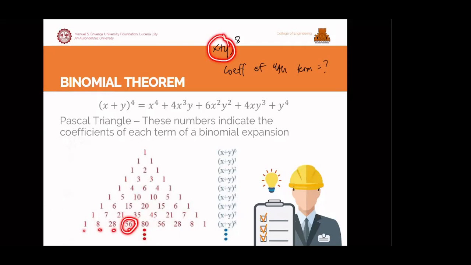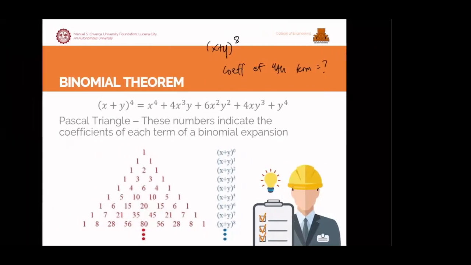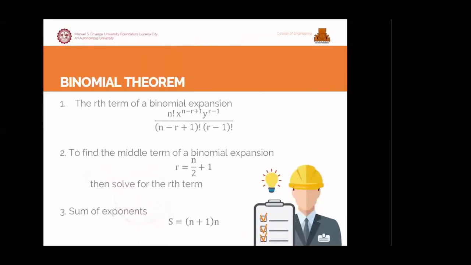Eh, paano kung naiba na siya? Naiba yung value ng x, naiba yung value ng y. Doon ngayon papasok yung mga equations for binomial theorem. Okay? So for our r term, meron daw tayong binomial expansion na ang formula is as shown. No? n factorial times x raised to n minus r plus 1 times y raised to r minus 1 all over (n minus r plus 1) factorial times (r minus 1) factorial. So yun yung r term natin.